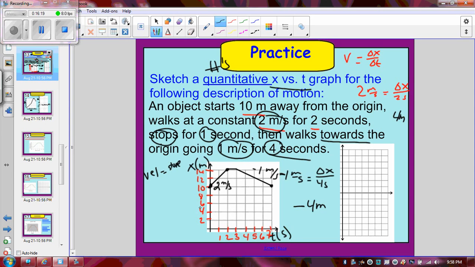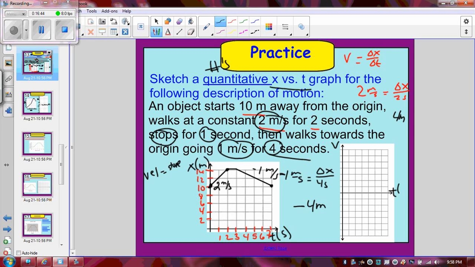So we have successfully created a quantitative position versus time graph. Now you'll notice there is a second graph off to the right, and I drew that for a reason, because now I'm going to introduce a second type of graph, and that is the velocity versus time graph. So I'm going to erase that line real quick. And what we're going to do now is actually create a velocity versus time graph.